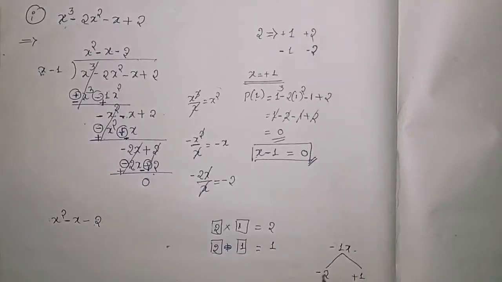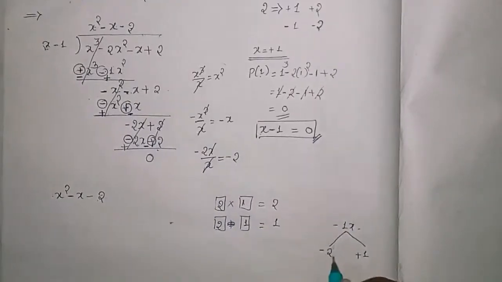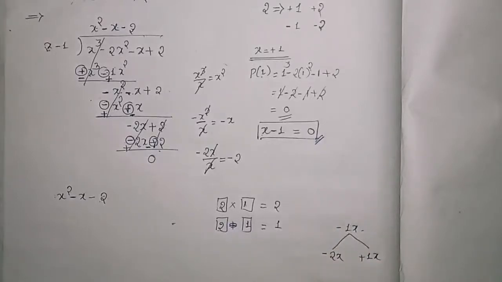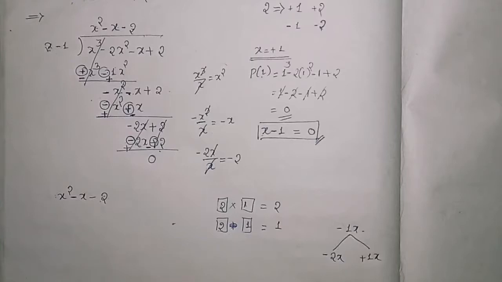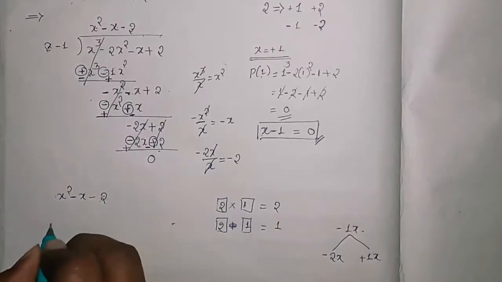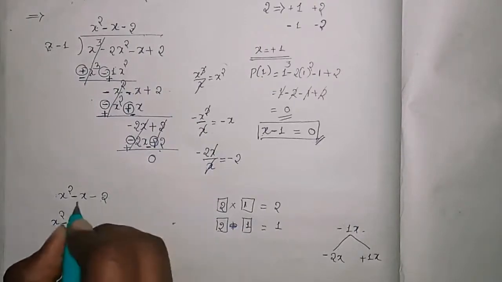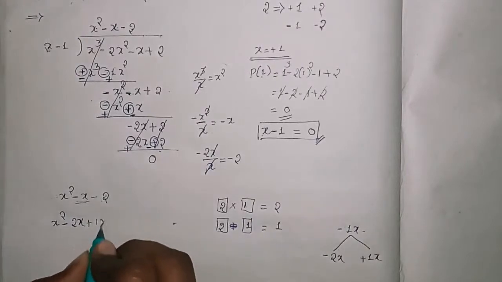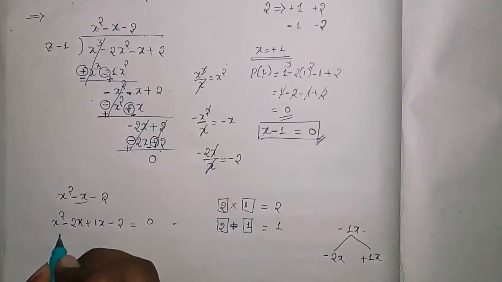So that time we can subtract the terms and use the bigger number's sign. So that's why it is minus 2x and plus 1x. These are the factors of minus 1x that we have to consider now in the equation. So learn the factorization method and long division method properly. Okay, so x square minus 2x, because we are substituting this one. So 2x plus 1x minus 2, which is equal to 0.